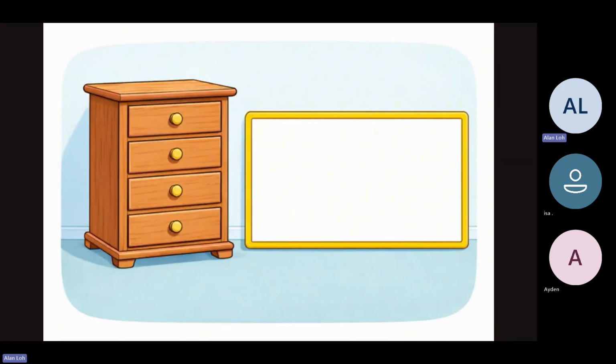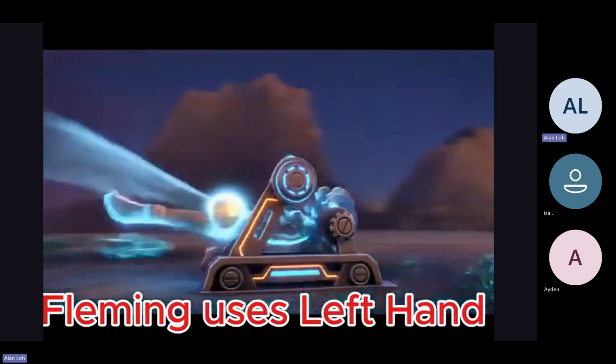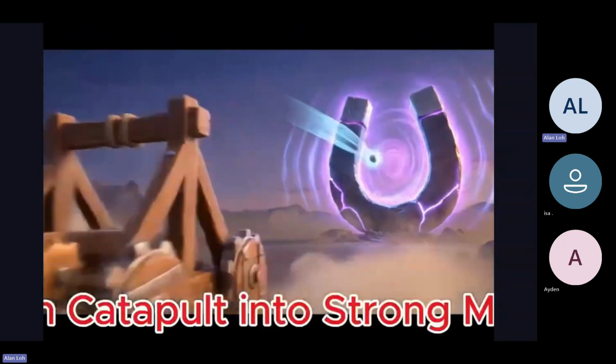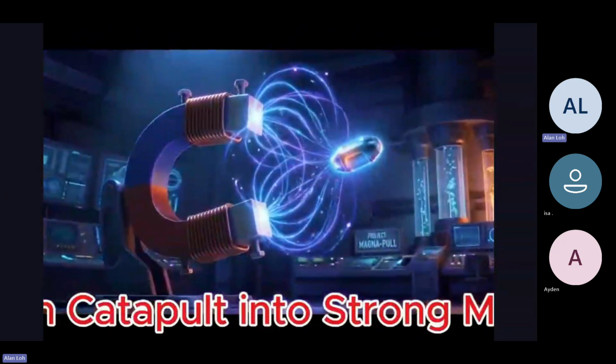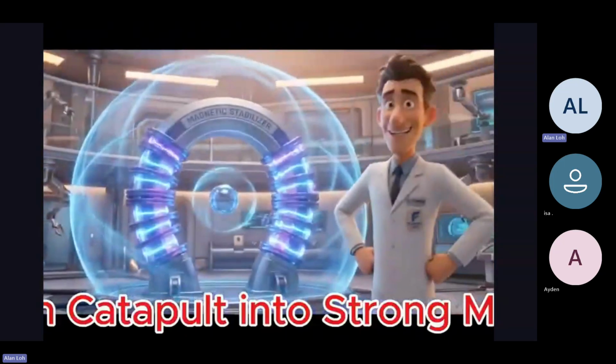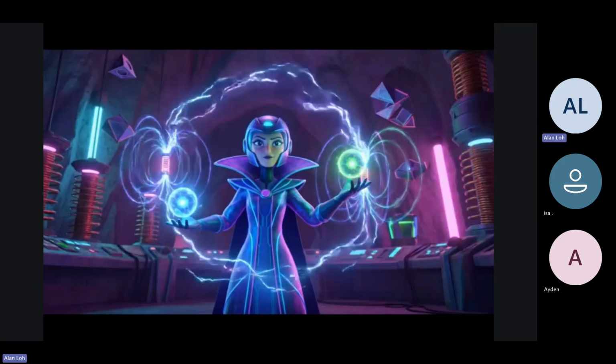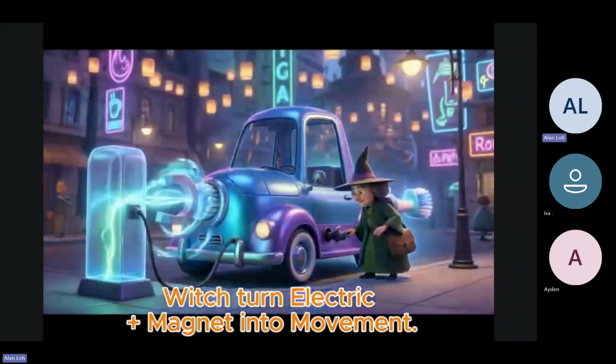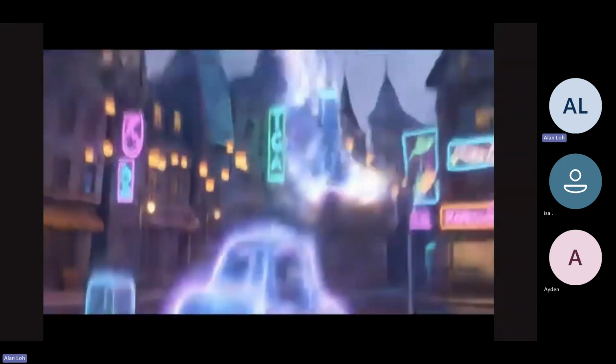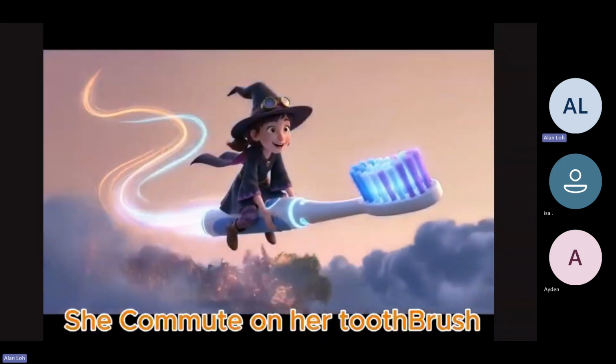Force on a current-carrying conductor. Fleming uses left hand. Launch catapult into strong magnet. Drawer 2. Electric motor, which turns electric plus magnet into movement. She commutes on her toothbrush.